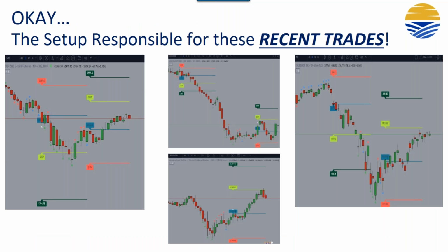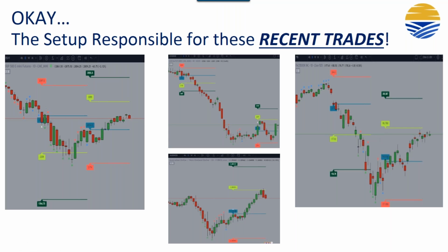So who here is ready to see the setup responsible for these very recent trades? These are very recent trades here. I could probably update these, but these are very recent. We're talking 800 S&P points on the left. We're talking 160 points here in cocoa, 300 pips in the Aussie Kiwi, and two $20 trades for $40 here in Facebook.